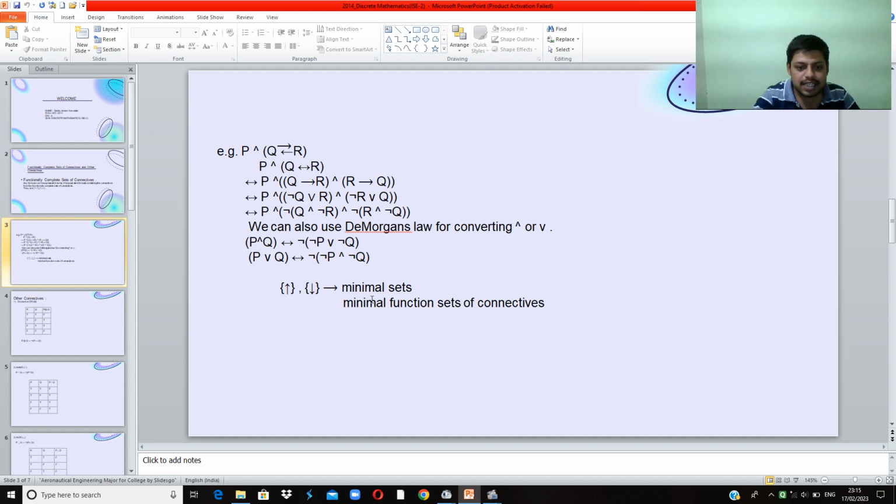These are minimal sets. The arrow shown here indicates our minimal sets. We can call this NAND or NOR. What these are, we are going to study in the other connectives.